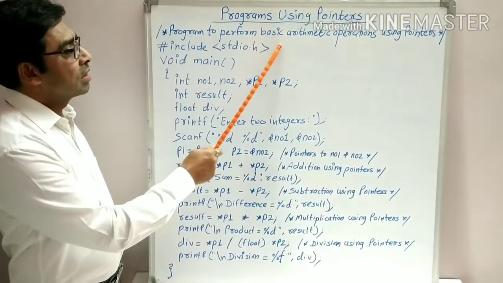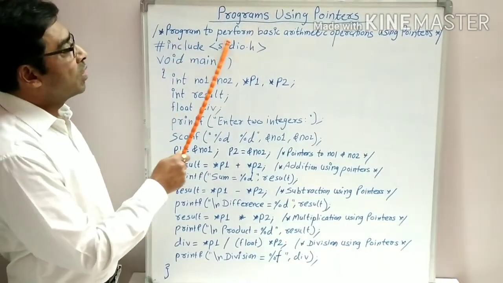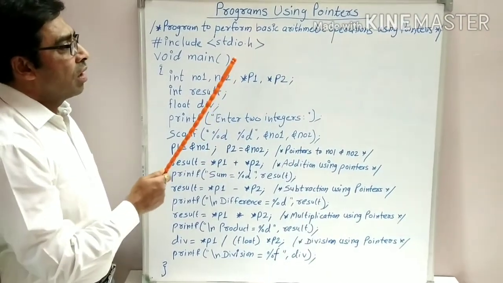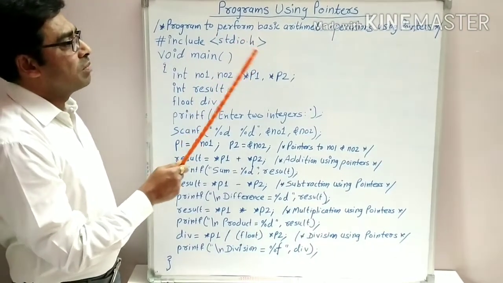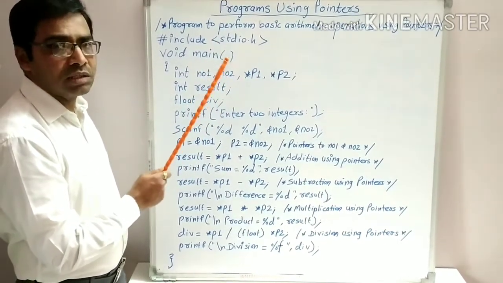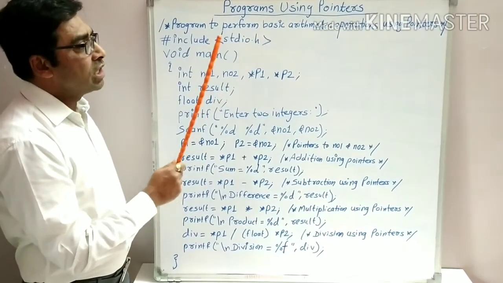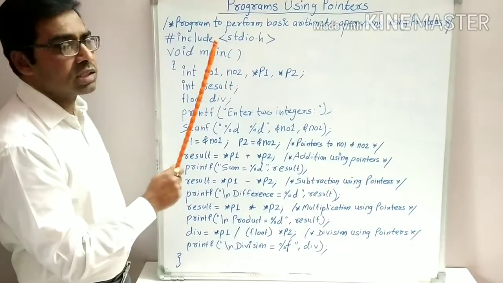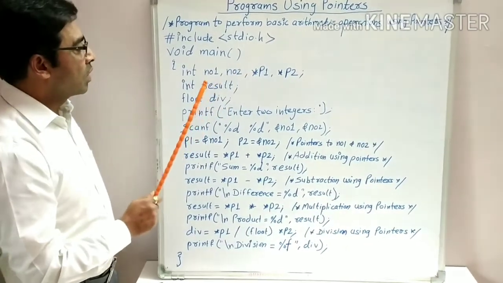Let us see the first program using pointers, that is a program to perform basic arithmetic operations using pointers. We have already learned how to write a simple C program for basic mathematical operations, that is addition, subtraction, multiplication and division. Instead of normal variables, now in this program we will use pointers for performing these basic arithmetic operations.